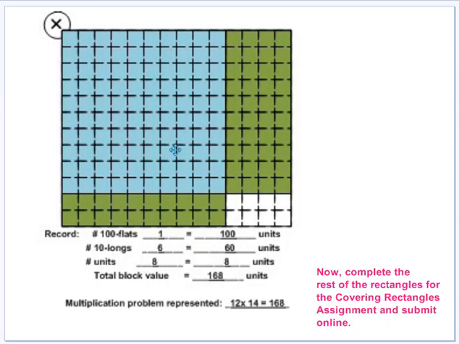going from this model, we can see that we would use one 100 flat, because this is 1, 2, 3, 4, 5, 6, 7, 8, 9. It's a 10 by 10. Then it looks like these are probably 10 longs in the green. 1, 2, 3, 4, 5, 6, 7, 8, 9, 10. Okay, so then they're using 10 longs, and we're going to use 1, 2, 3, 4 on this side, and then 2 on this side, right? And then in the white are where the units are in order to fill in the rest of the rectangle.